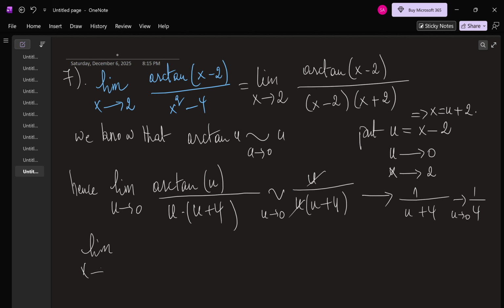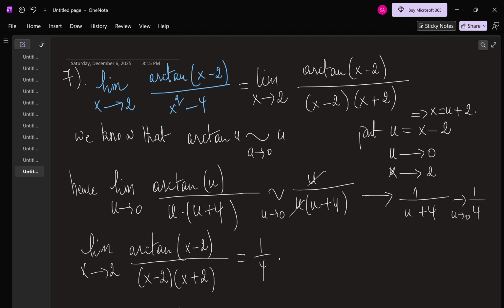Finally, the limit when x approaches 2 of arc tangent of x minus 2 over x minus 2 times x plus 2 is simply equal to 1 over 4. Is this clear? Do you have any questions?